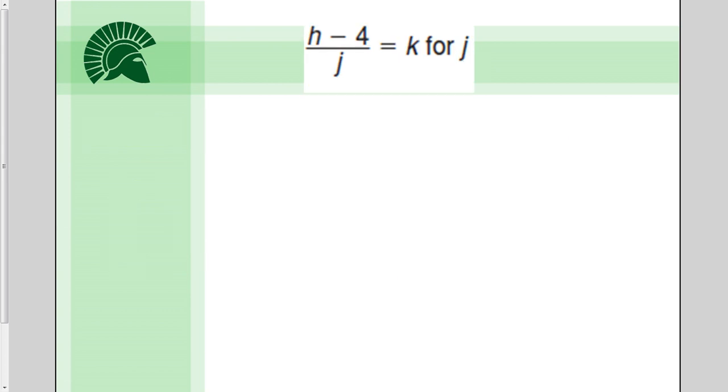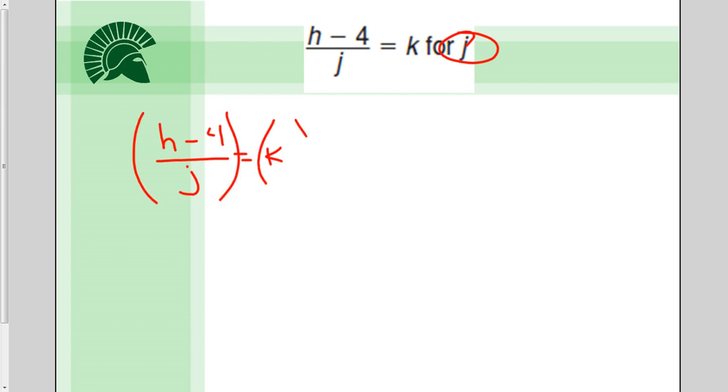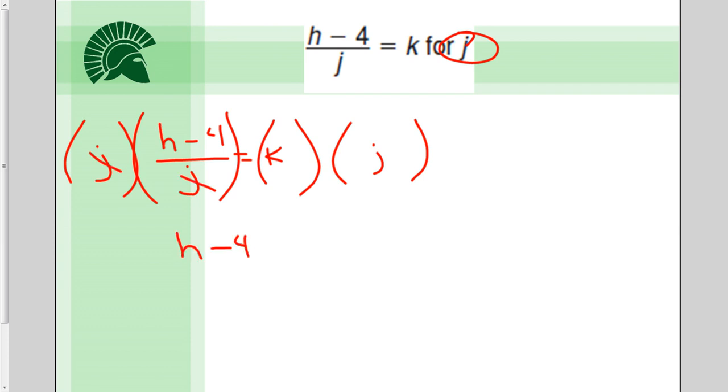In this case, I'm solving for J, so I'm going to again do what I did last time. So I have H minus 4 divided by J is equal to K. I'm solving for J, so that's what I'm looking for. So in order to solve for J, since J is in the denominator, I'm going to move that first. And when I say move that first, I mean I'm going to get it so that it is by itself by doing the inverse operation. So I'm going to multiply both sides by J because we're dividing by J. These J's cancel, which leaves the numerator, which is H minus 4.